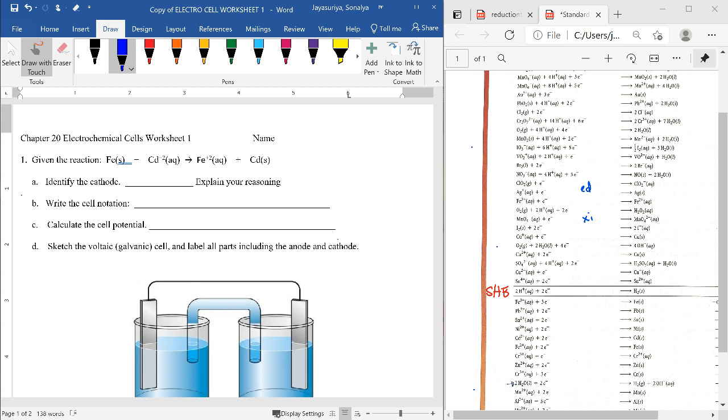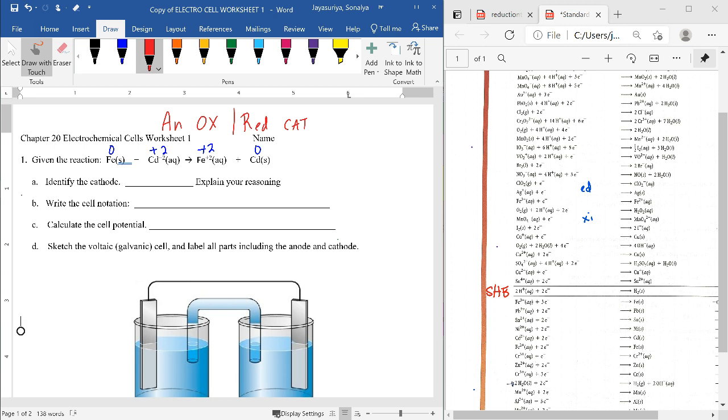So you have iron with a 0 going to +2, and cadmium with a +2 going to solid cadmium with an oxidation state of 0. And when you start, you should remember your little helpful thing that helps you remember the anode and the cathode. So OX RED CAT is the little device that you should use to remember that oxidation happens at the anode and reduction happens at the cathode.